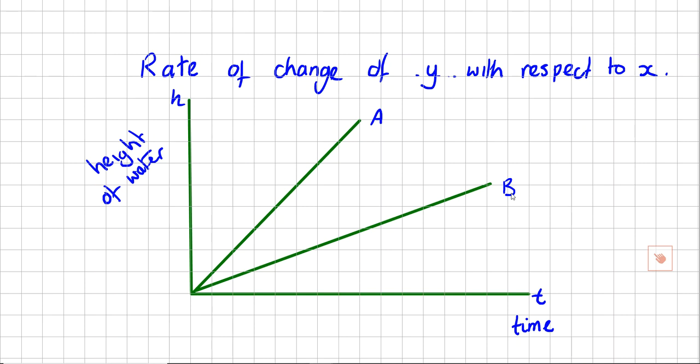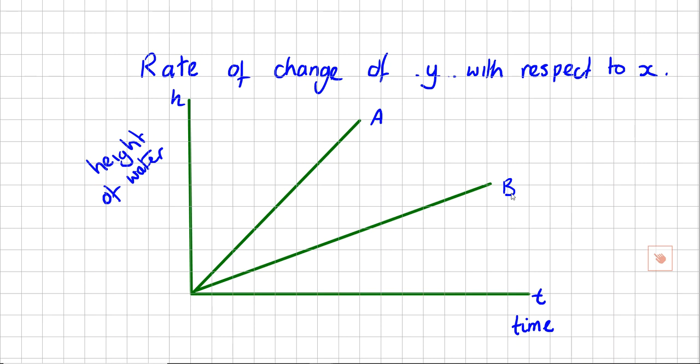All right, so A's line has a higher gradient. The gradient is a higher number. And what does that mean? That the water fills up at a faster rate. Good, I like it. The water is rising at a faster rate. So the rate of change of height of water is faster for A than B. Because A has been turned on more, maybe, or it's a bigger tap, or there's a bigger pipe.